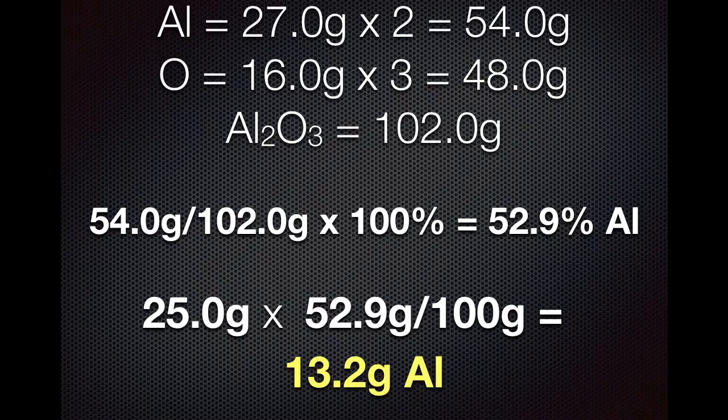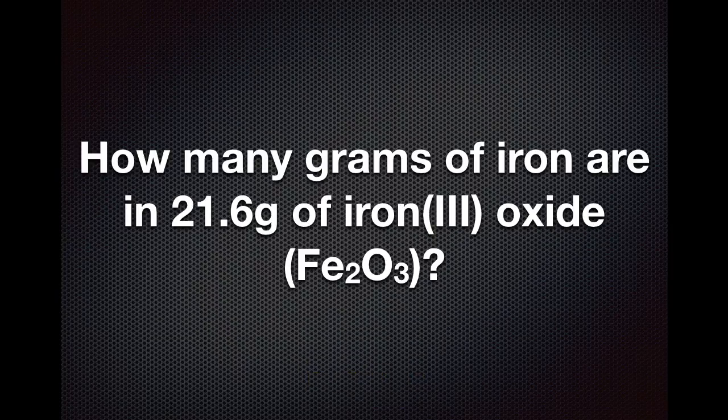So I'm going to give you guys a problem that you can work on with your partner. Make sure that you talk to each other and ask each other good questions. So here is the question. How many grams of iron are in 21.6 grams of iron 3 oxide? The formula is Fe2O3. I will ask your teacher to pause the video real quick so that you guys can start.